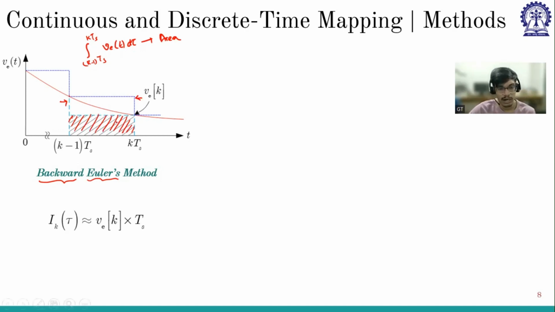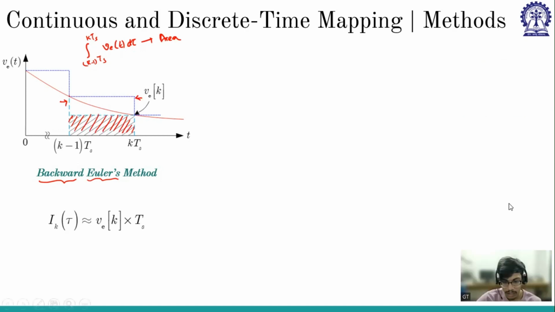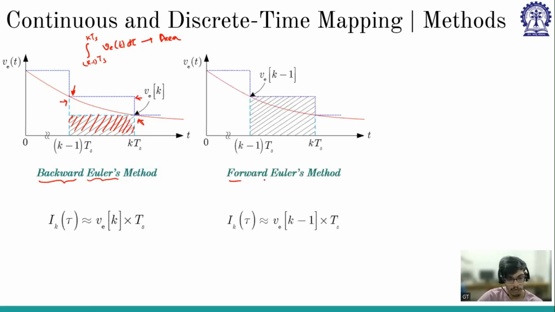So you may ask, sir, why are we taking this sample? Why are we not taking this sample? So that is also another possibility, which is the forward Euler's method. For forward Euler's method, we are taking this sample and we are taking this entire area. Because we are taking this point and we are considering it backwards, this is backward Euler. And we are considering this point and we are taking it forward. We are assuming that it is being continued. We are taking it forward. So that's why this is forward Euler's method.